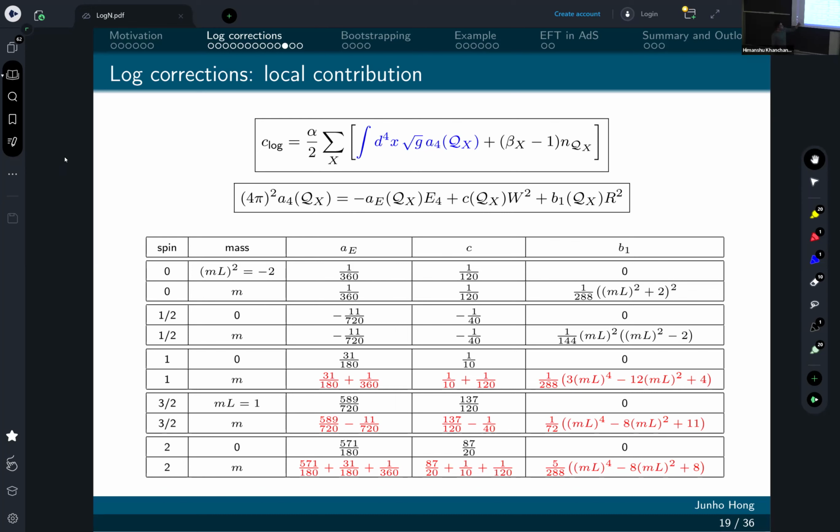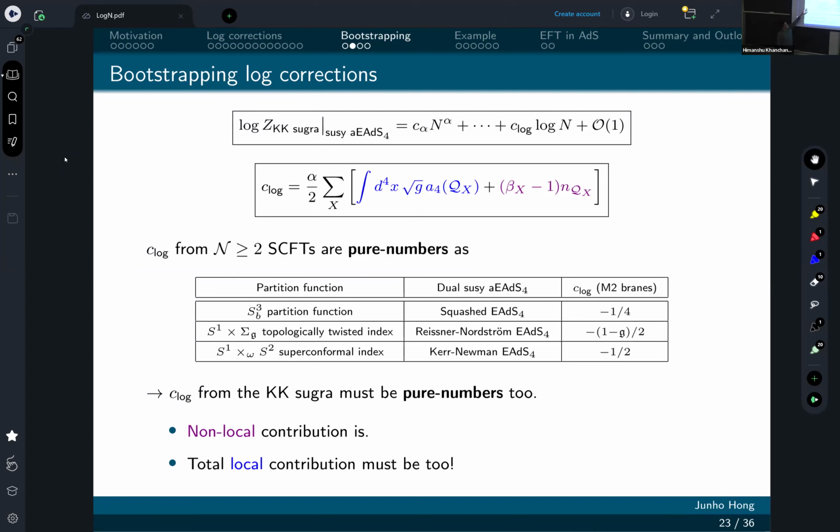So what does it mean? So the C log is independent of continuous parameters. The non-local contribution also does not depend on any continuous parameter because it's from counting zero modes. You cannot get any number depending on a continuous parameter by counting something. So the total local contribution, that blue one, should also be a pure number. It should not depend on any continuous parameter describing these geometries. And that will give us the following constraint.